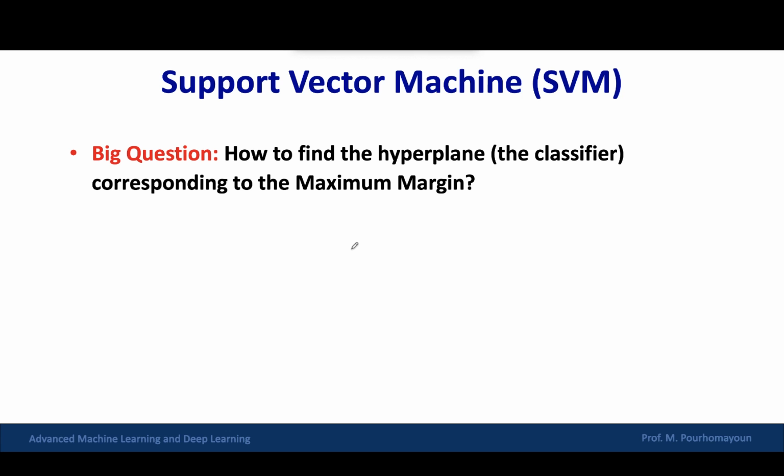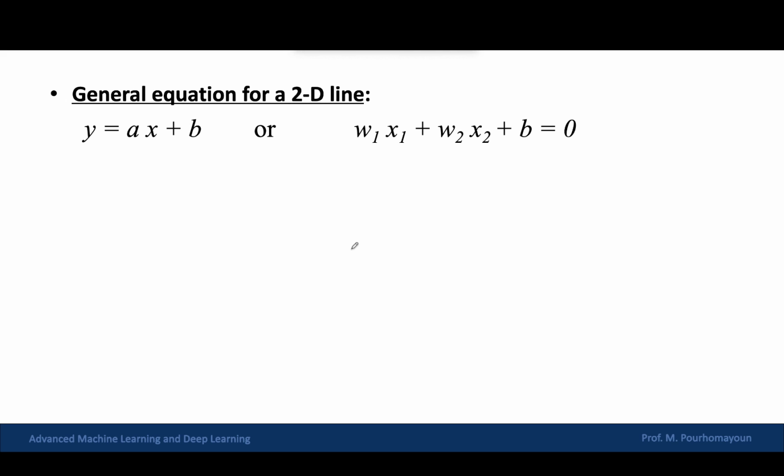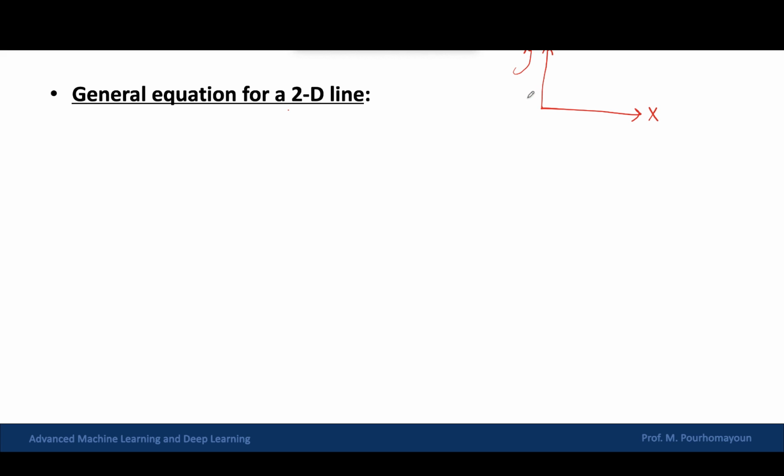All right. So now this is the main question: how to find the hyperplane, the classifier corresponding to the maximum margin. So let me talk a little bit about the general equation of a line, right? So in 2D, so again, I always start with a very simple case. So in 2D, when you have, for example, y and x, okay, well, an arbitrary line, the equation of that will be y equal to like ax plus b, right? So this is a general equation of any line, a 2D line.